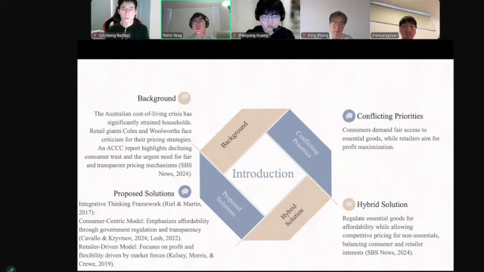The second is conflicting priorities. Consumers demand fair access to essential goods, while retailers aim for profit maximization. Third, the proposed solutions for the thinking framework. First is the consumer-centric model, which emphasizes affordability through government regulation and transparency. The second is the retailer-driven model, which focuses on profit and flexibility driven by market forces. The last one is the hybrid solution, regulating essential goods for affordability while allowing competitive pricing for non-essentials, balancing consumer and retailers' interests. Next.